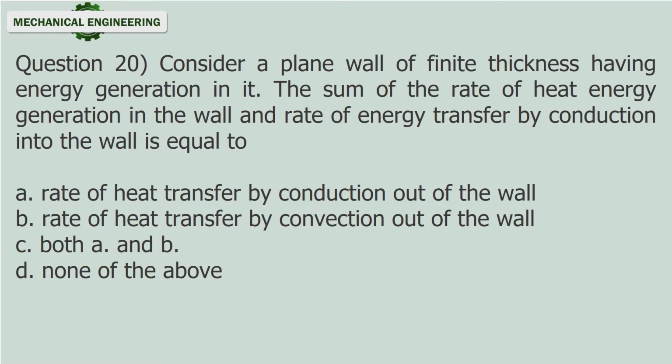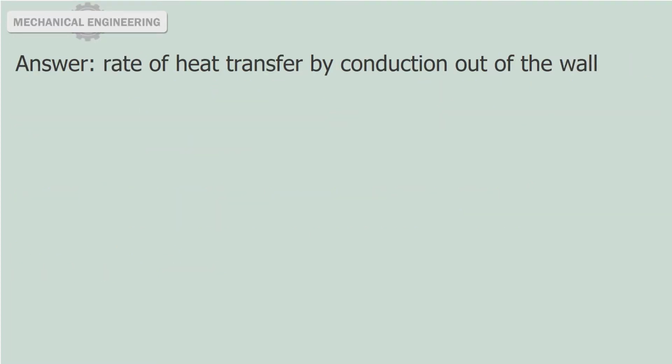Question 20. Consider a plane wall of finite thickness having energy generation in it. The sum of the rate of heat energy generation in the wall and rate of energy transfer by conduction into the wall is equal to A. Rate of heat transfer by conduction out of the wall. B. Rate of heat transfer by convection out of the wall. C. Both A and B. D. None of the above. Answer: rate of heat transfer by conduction out of the wall.